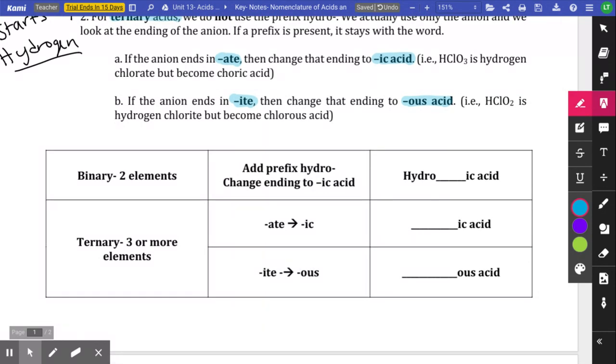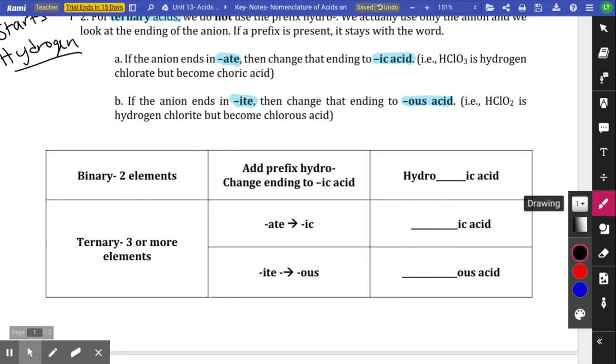So I made this summary chart down here that I think is helpful. If it ends in ate, change it to ic. If it ends in ite, change it to ous. But we also have a little phrase that we use to help us remember this as well.